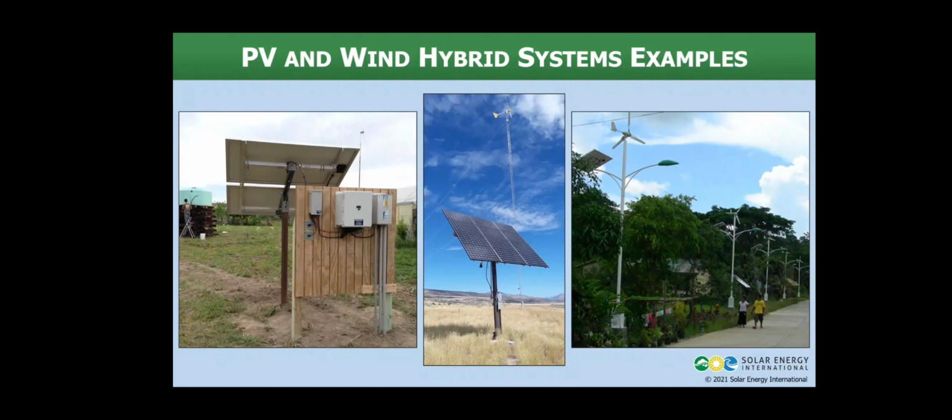In this case, you can see in the photos there is a PV array mounted on a pole, in both the cases on the left, and there's a wind turbine in the background. On the right side, it's a similar setup. Those PV modules and that wind turbine on top of each pole presumably power the lights to which they are connected.